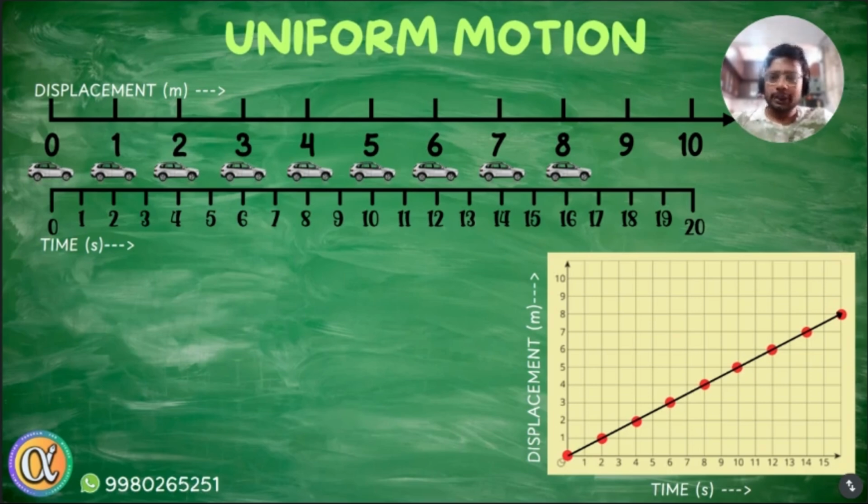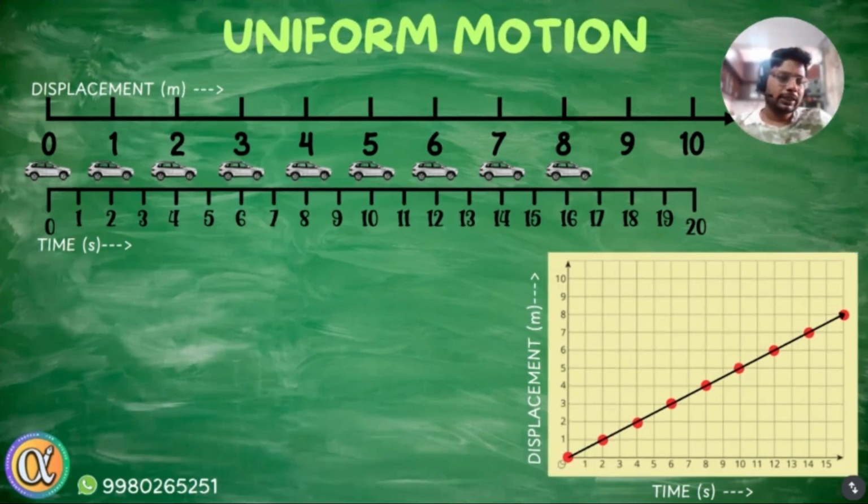See, you check how the displacement changes, and it changes uniformly. Can you tell me, in every 2 seconds, by how much distance or displacement the body moves forward? 1 meter, right? So it's just going forward by 1 meter. Therefore, in 1 second, how much does it move forward by every second? Half a meter.